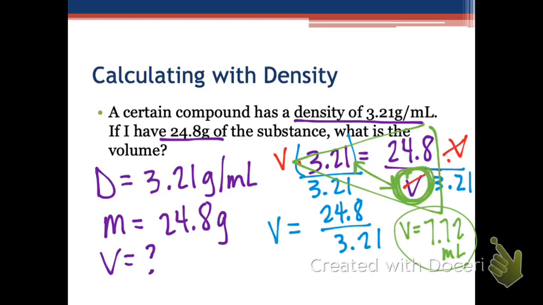Yes, Patrick? But the units can be different. They could be different as long as they are consistent. So if my density was measured in kilograms per liters, my mass would have to be kilograms, my volume would have to be liters. So they could be different, but they have to be consistent. Does that make sense? Okay.